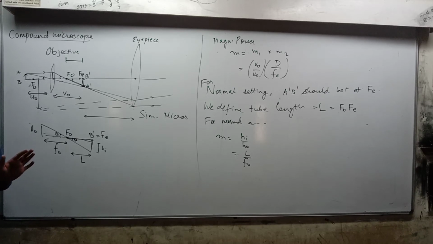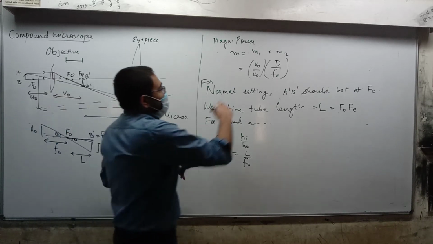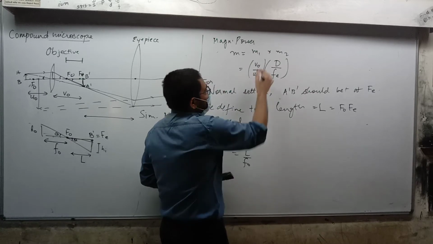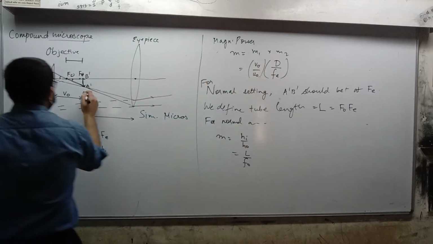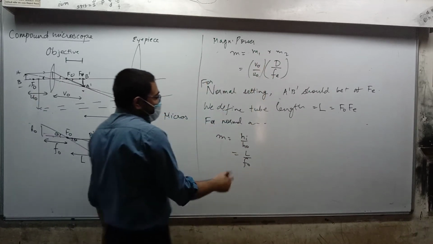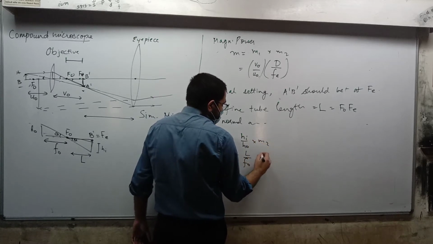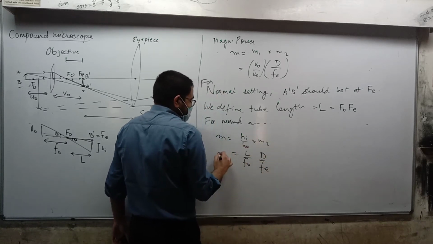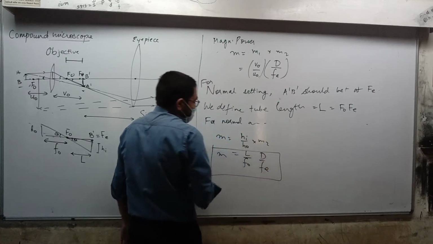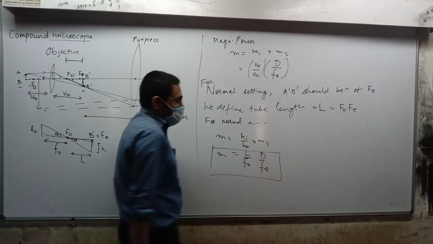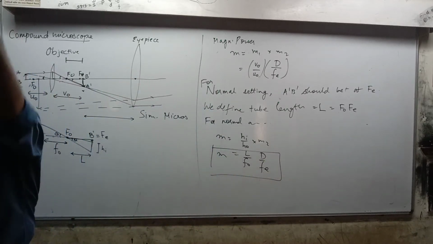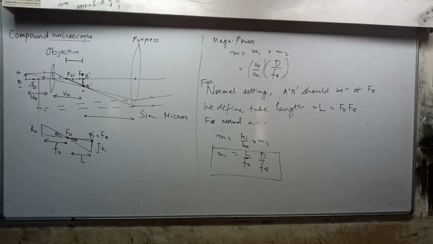Alright? But this is only M1, the magnification due to the objective, because we are taking this image and this object. Into M2, the eyepiece magnification. So finally, we get the net magnifying power of a compound microscope as LD by FO FE.